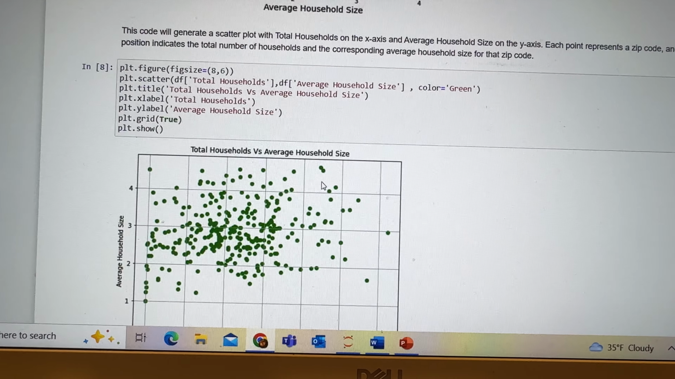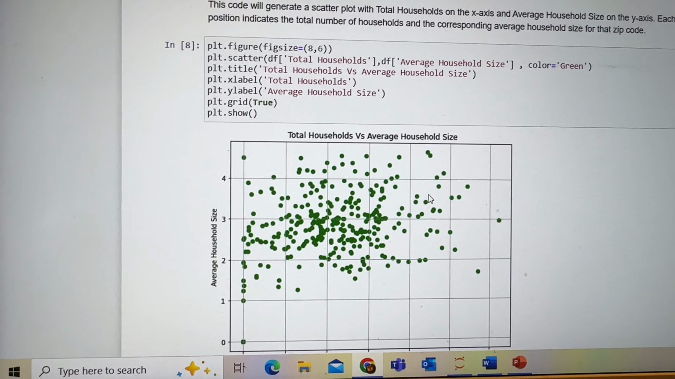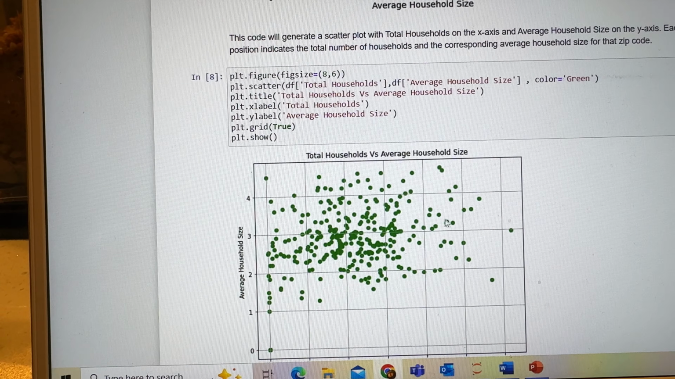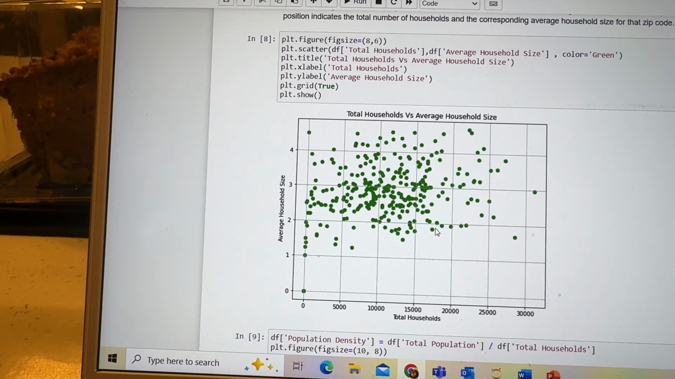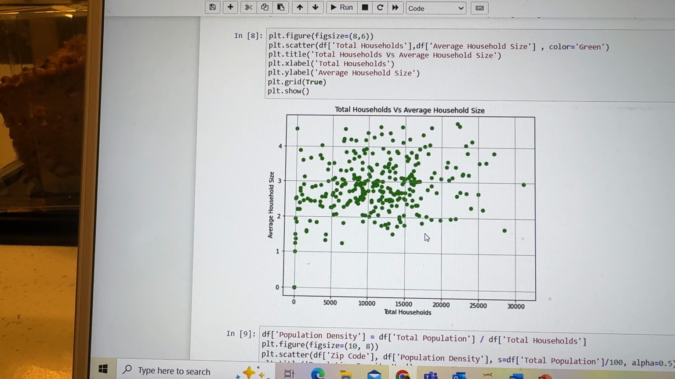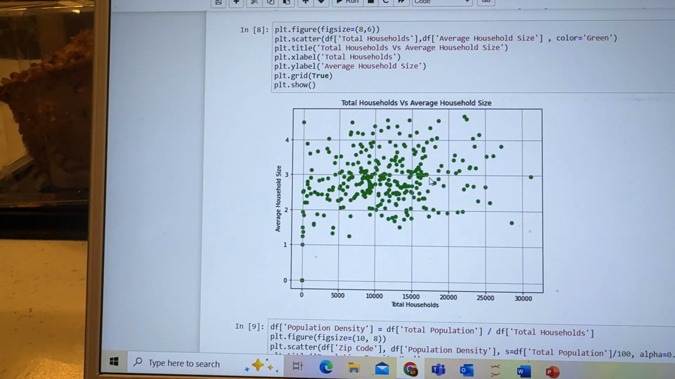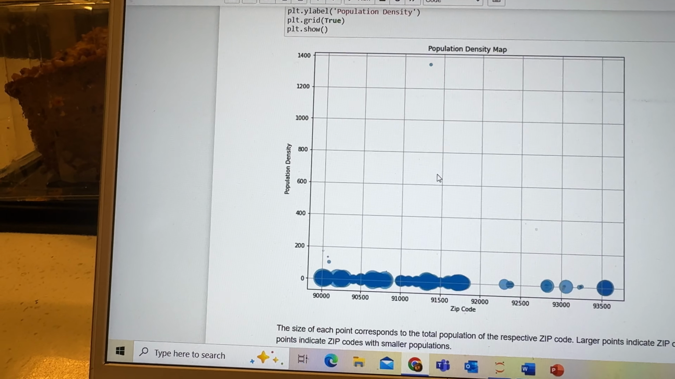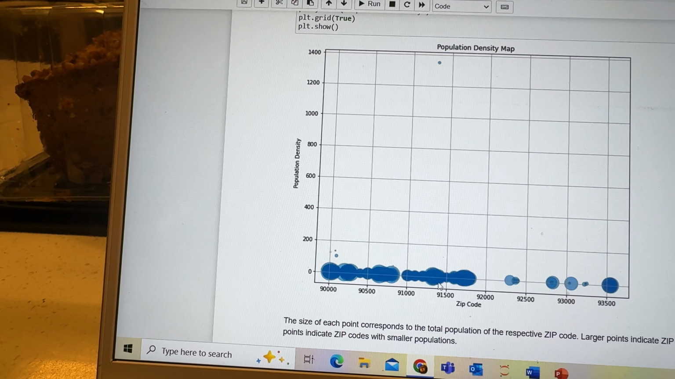And coming to the scatter plot, I have taken total households versus average household size, in which each point represents a zip code. On the x-axis I have taken total households, and on the y-axis average household size. These are the total number of zip codes that have fallen in between two columns.